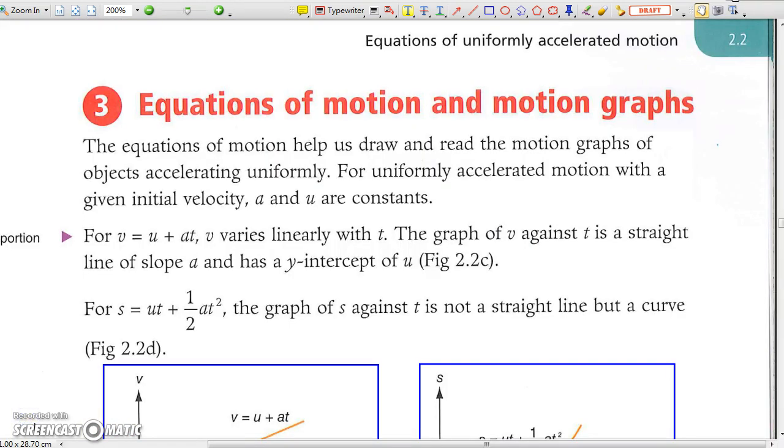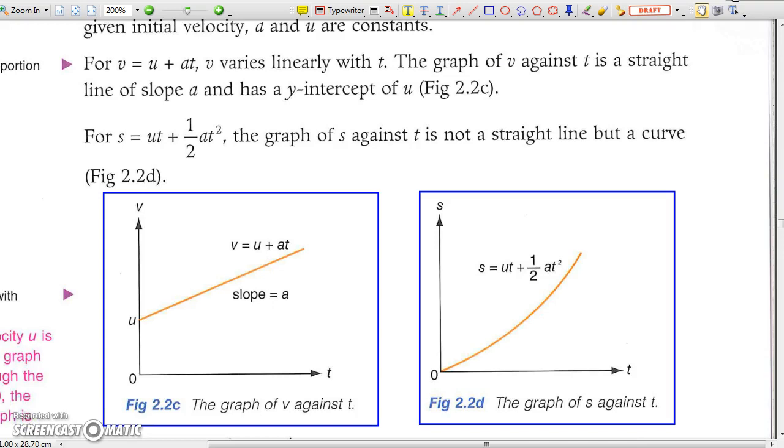3. Equations of motion and motion graphs. The equation of motion can tell us the relationship between the motion parameters like displacement, initial and final velocities, acceleration, and time taken. So the equations may explain the shape of ST graph, VT graph, and even AT graph using the respective equations as shown in figure 2.2c and 2.2d.